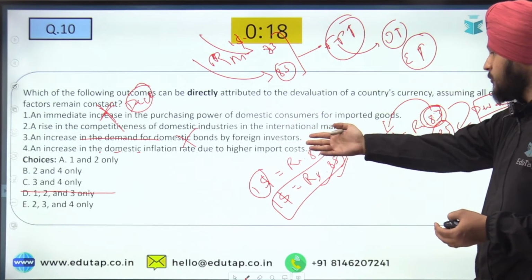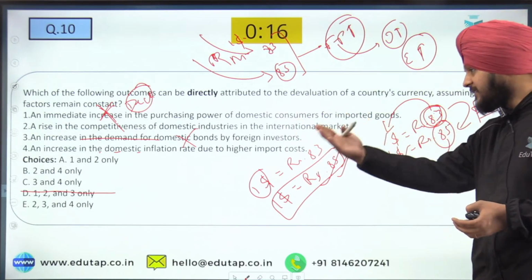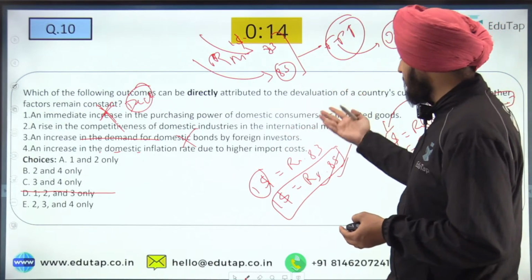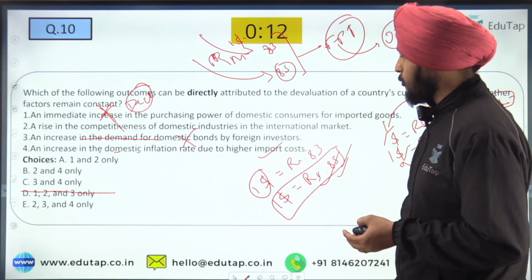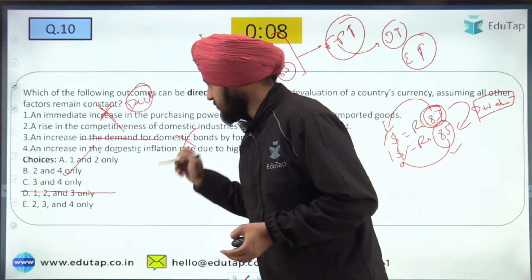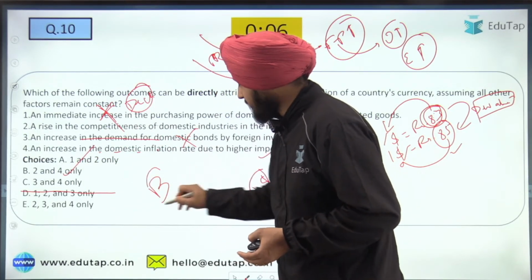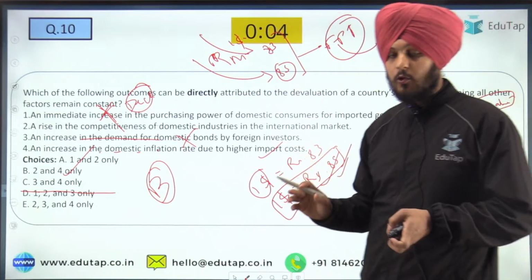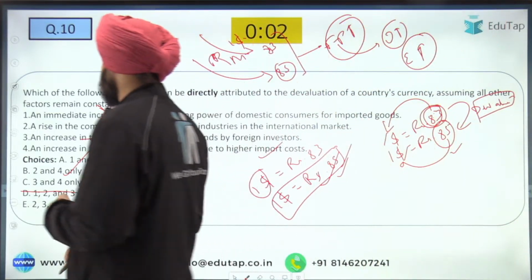So this is going to be the correct option, because an increase in the domestic inflation rate will be witnessed due to higher import cost. So 2 and 4, the correct option is going to be option B. I hope it is clear to all of you. Now let us move on to the next question, question number 11.